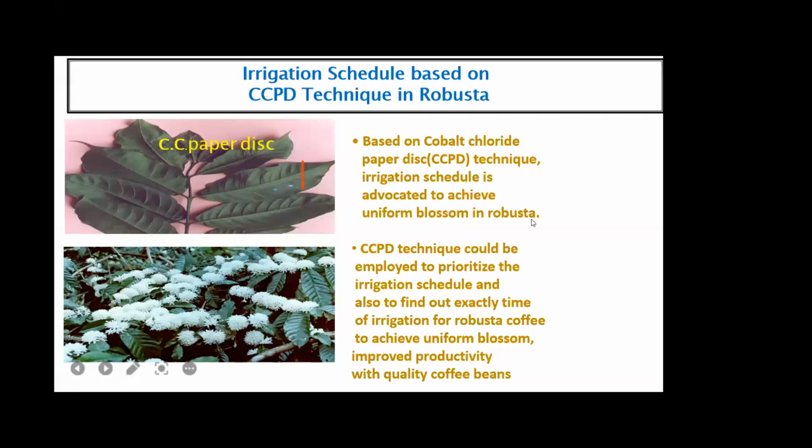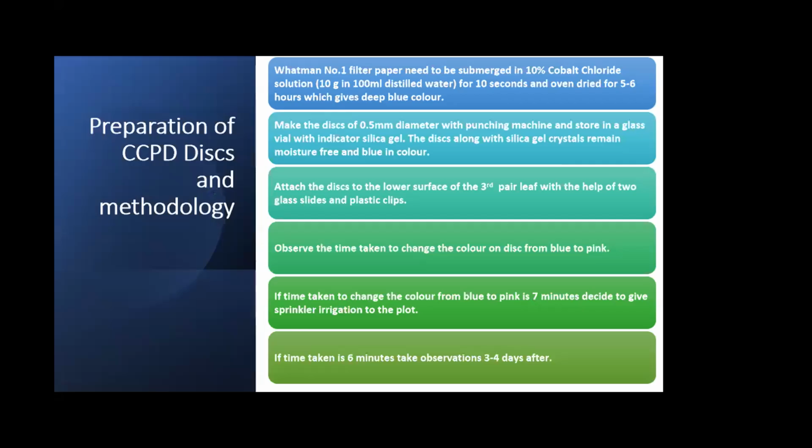So it is a simple technique, and it helps in irrigation scheduling and helps to achieve uniform blossom in robusta coffee. So how to do this? It's the simplest and easiest way. We have to take Whatman No. 1 filter papers, and you have to submerge them in 10% cobalt chloride solution. How to prepare this 10% cobalt chloride solution?